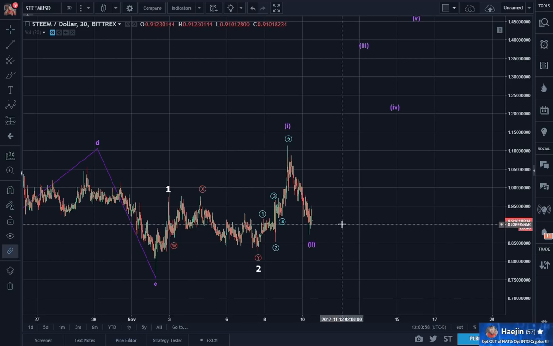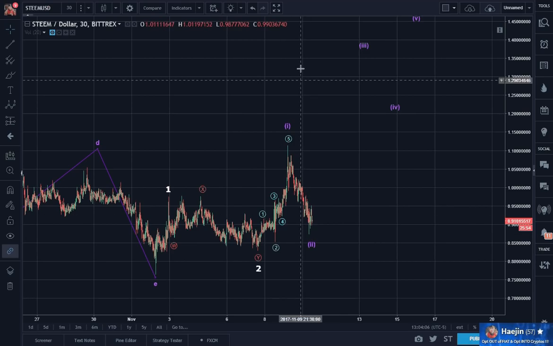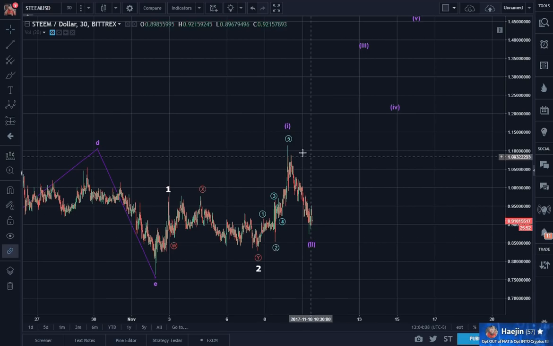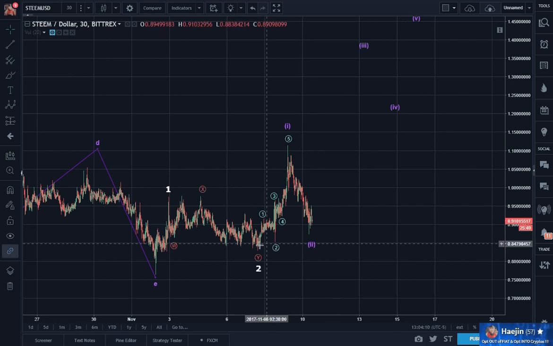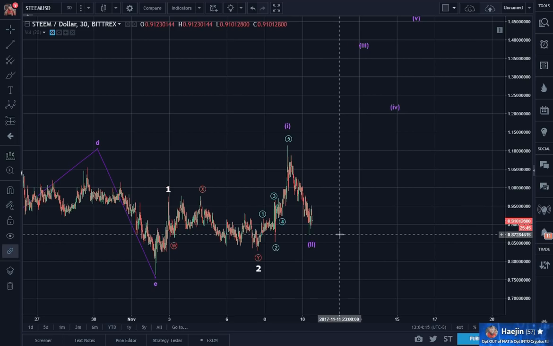So the big question right now is, why in God's name did it retrace so much? I mean, I wish it would have just gone up. But why did it retrace so much? I know that after 1, 2, 3, 4, 5, it needs to do an ABC retrace. But my God, it almost came back to where it started. That's not fair.